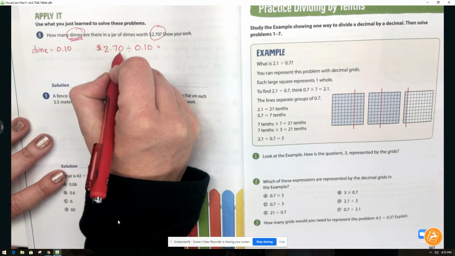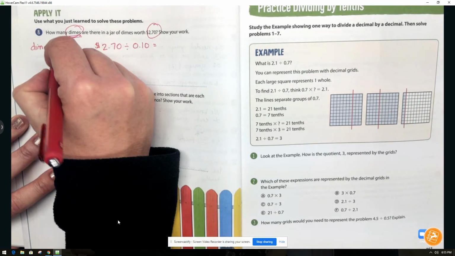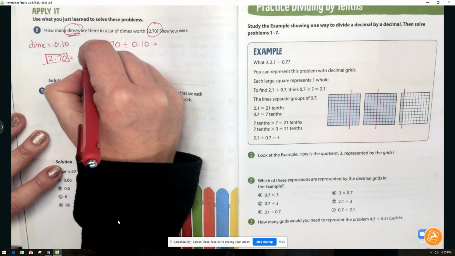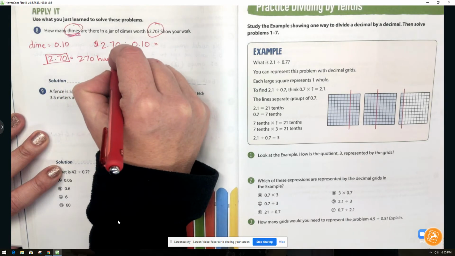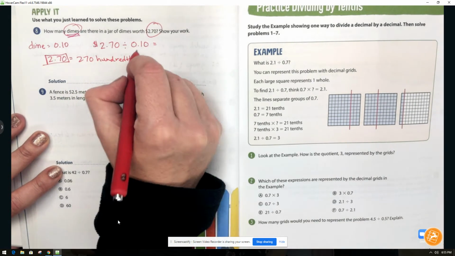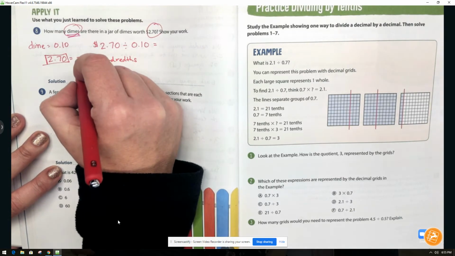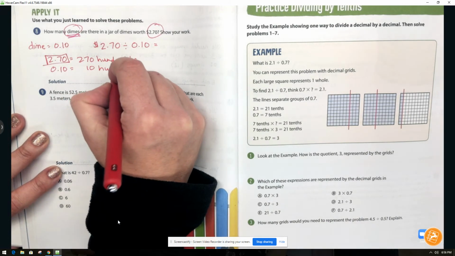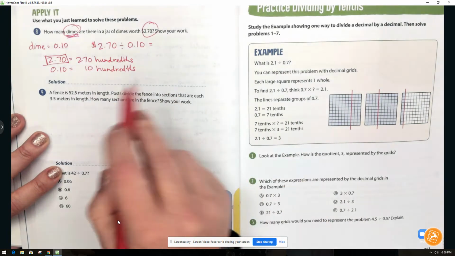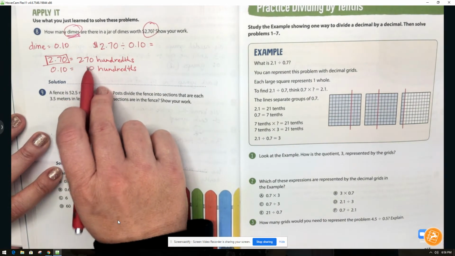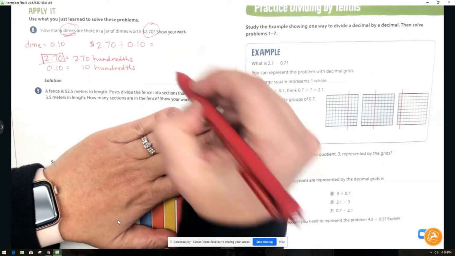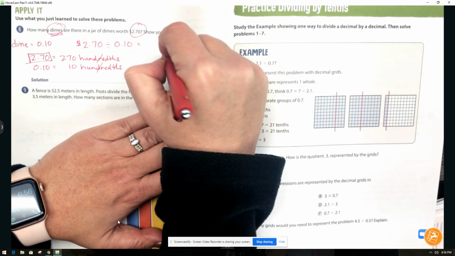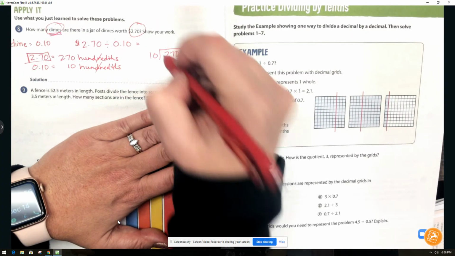So $2.70 is equal to 270 hundredths. And then 10 hundredths, or 10 cents, is equal to 10 hundredths. So now when we divide 270 by 10, remember these 2 hundredths are going to cancel each other out. So 270 divided by 10.